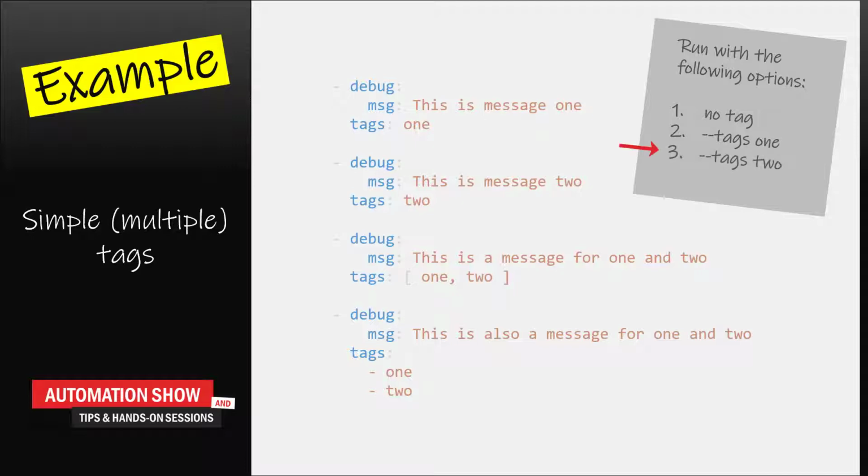Tag 2. The first task will not be run. Second task will be run because it has the tag 2. And task 3 and 4 will also be run because 2 is part of those tasks. And you can also use multiple tags on the command line. So in this example, we want to run 1 and 2. So the first task will run, second will run, third and fourth will also run.